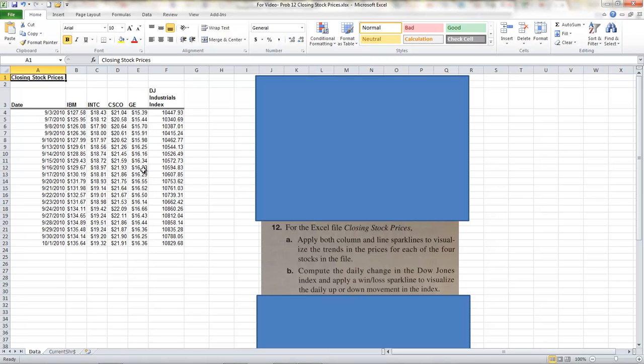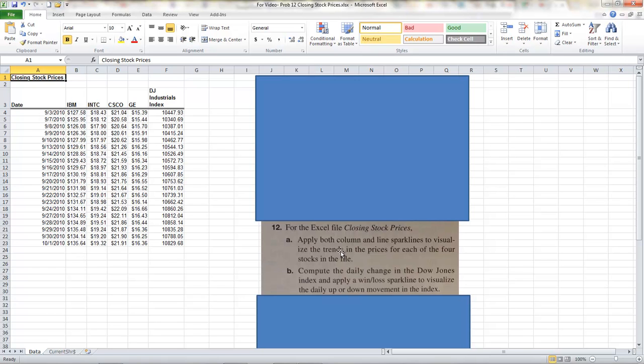This data comes from a little while ago, so it's interesting to get updated. Let's see what's going on with those share prices right now. Now we're going to be inserting the spark lines into this spreadsheet here, and it's fairly straightforward.